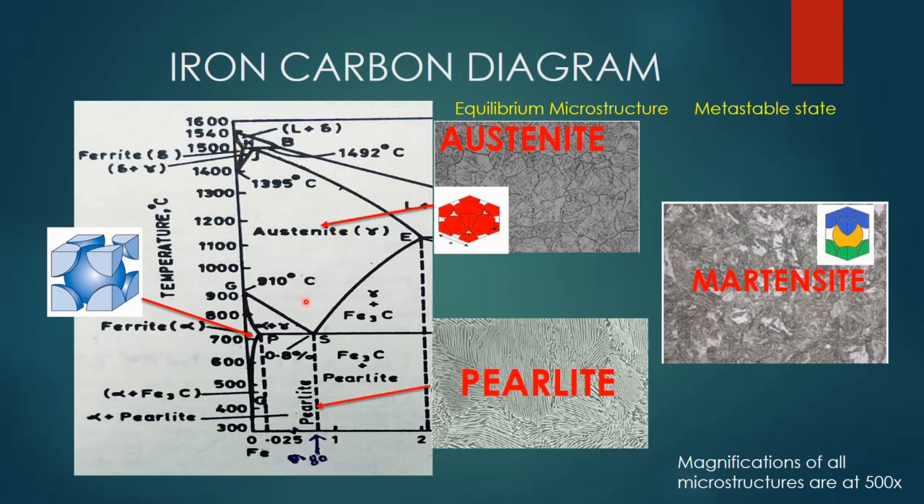Now you can see the eutectoid reaction, that is, a solid becomes two solids. This austenite transforms to pearlite. Pearlite consists of an alternate lamellar structure of ferrite and cementite. This is an equilibrium microstructure. Austenite transforms to pearlite. Now we will discuss a metastable state called martensite, which is not shown in this iron carbon diagram.